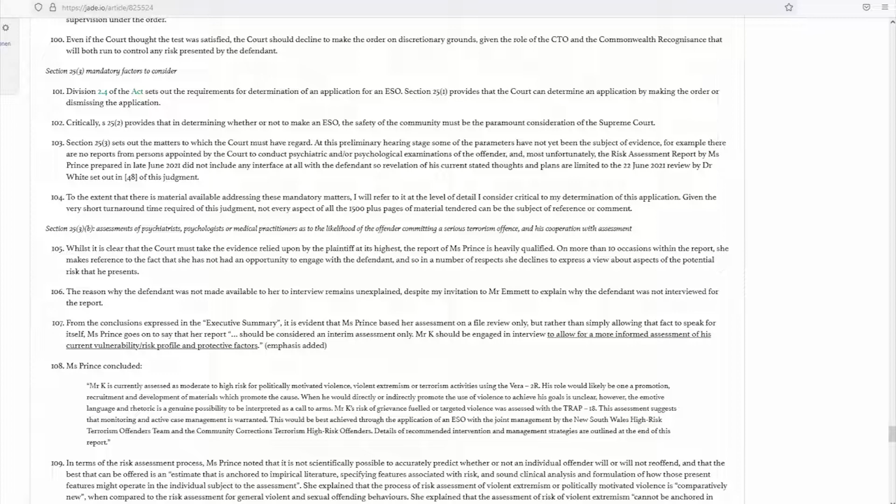107. From the conclusions expressed in the "executive summary", it is evident that Miss Prince based her assessment on a file review only, but rather than simply allowing that fact to speak for itself, Miss Prince goes on to say that her report "should be considered an interim assessment only. Mr. K should be engaged in interview, underlined, to allow for a more informed assessment of his current vulnerability, risk profile, and protective factors, end underline", emphasis added.